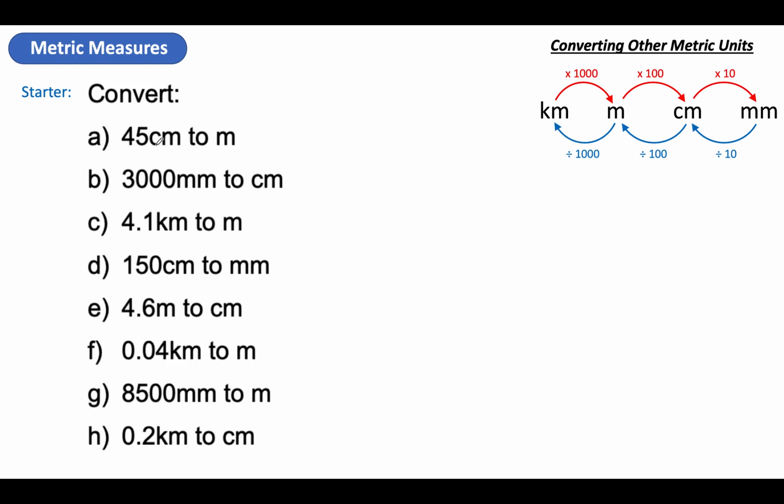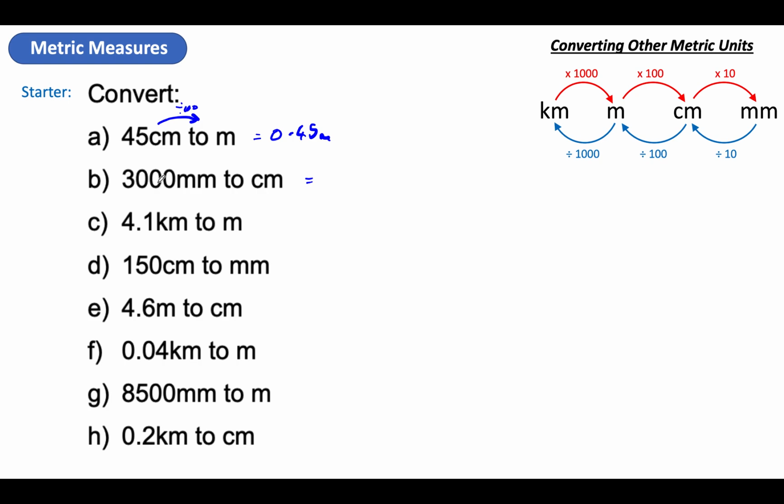So first of all, 45 centimeters into meters. Now using our little chart here, you need 100 centimeters to make a meter, so I'm going to divide by 100 because I'm going from centimeters to meters. So whatever my number is, I need to make it 2 places smaller. So it will be 0.45 meters. These things are equivalent, it's just written in a different unit.